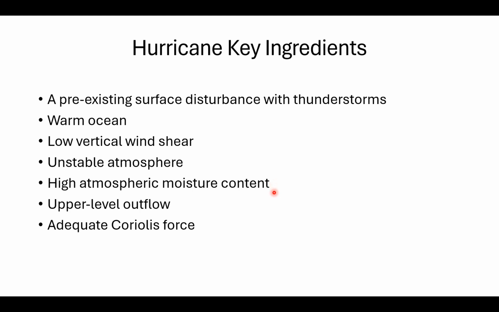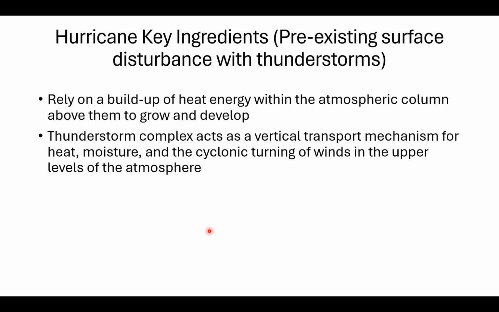You want a lot of high atmospheric moisture content. You also want a nice exhaust system above a hurricane, upper level outflow. So that has to do with that low vertical wind shear again. And then you also want an adequate Coriolis force, which is going to result in some type of spinning rotation or some kind of spinning motion in the tropics with a disturbance. All right, so let's break these down individually now and talk a little bit more about them.